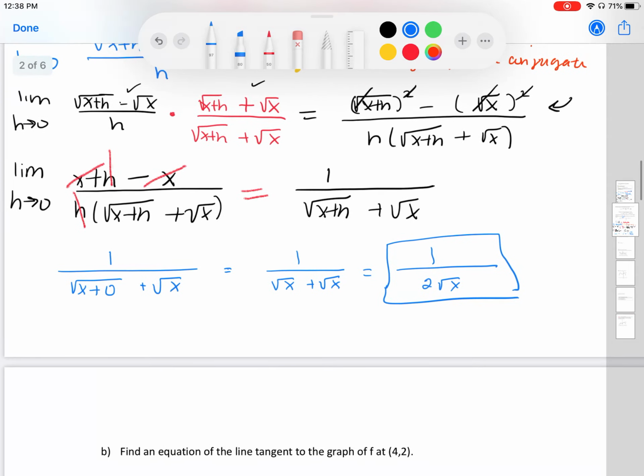So what did we find? The derivative of our function, or f prime of x, is equal to 1 over 2 square root of x.